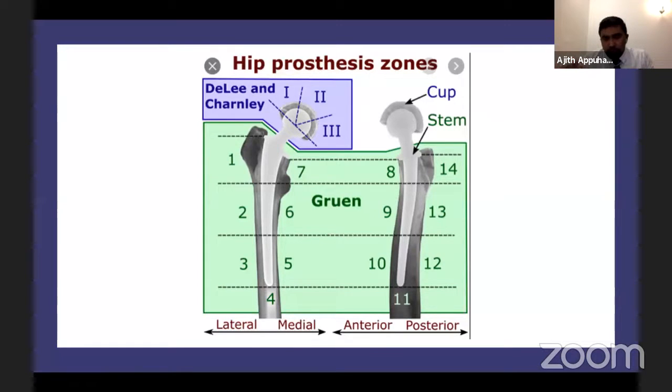An important thing I need to mention here: usually in implant loosening, we can see a sclerotic line at the bony edge. We can see the radiolucent line. Above that radiolucent line, we can see the bony sclerotic line, a thick whitish line.